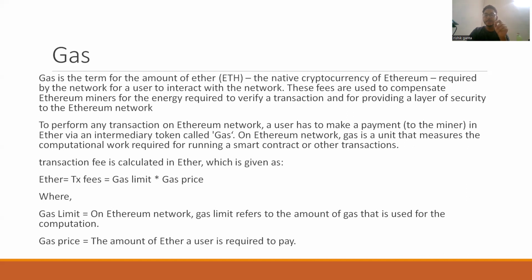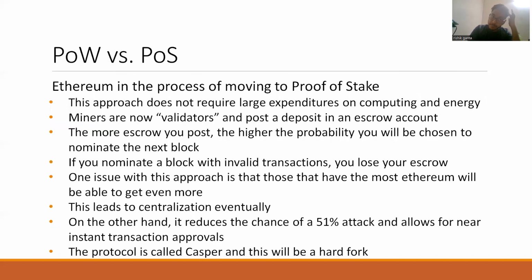On the Ethereum network, gas is a unit that measures the computational work required for running a smart contract or other transaction. Transaction fee is calculated in Ether with the given formula, gas limit into gas price, where the gas limit on the Ethereum network refers to the amount of gas that is used for computation, and the gas price is the amount of Ether a user is required to pay.